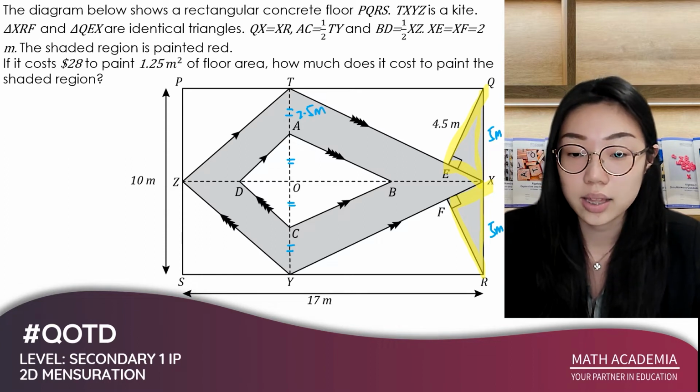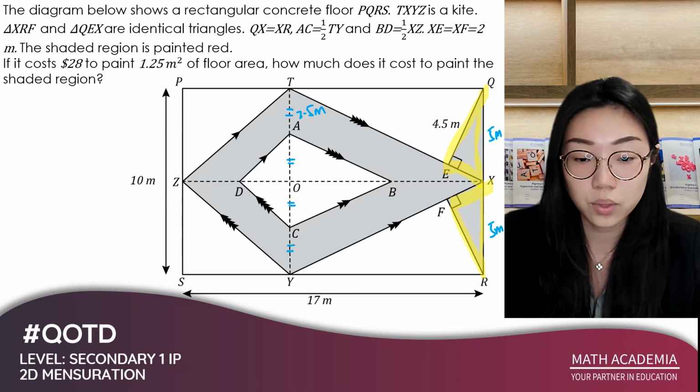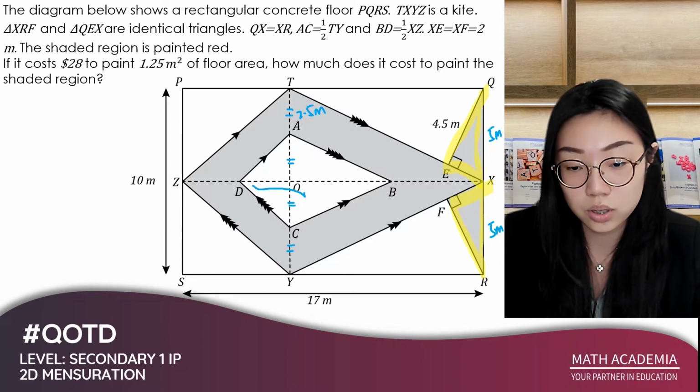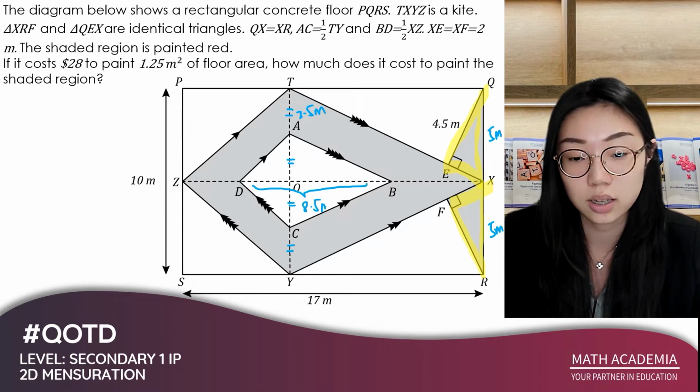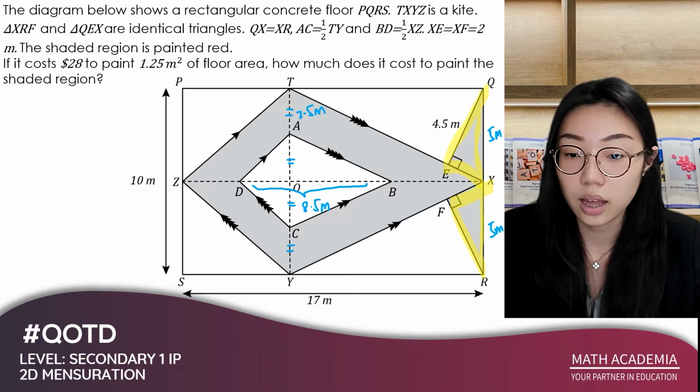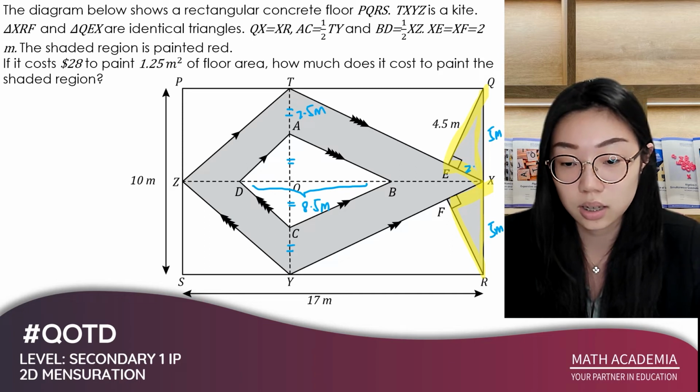The question gave us that BD is half of XZ. So therefore, BD would be half of 17 meters, which is 8.5 meters. And lastly, XE equals XF, which is 2 meters.